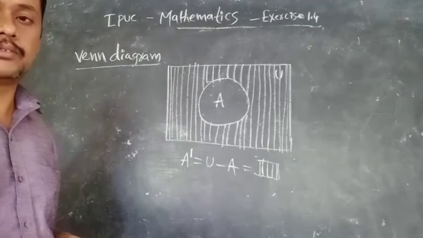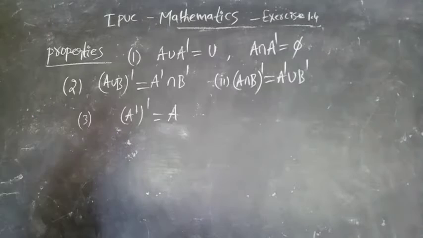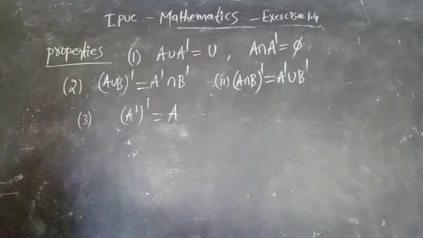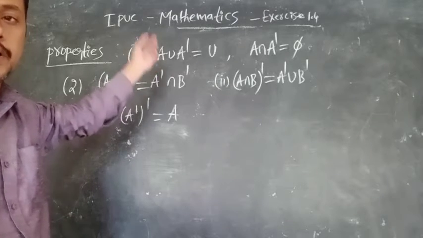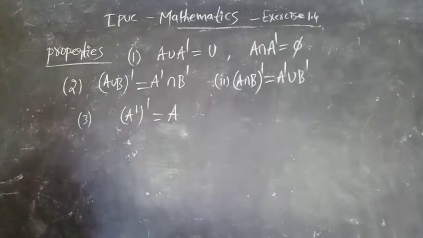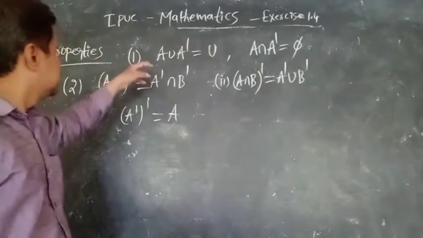Okay. Next we will move to the properties. Some other properties are there. These are some properties related to the complement of a set. Okay. So the first property is known as complement law. A union A dash.